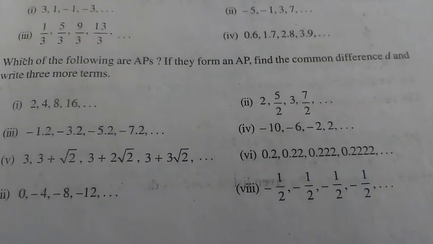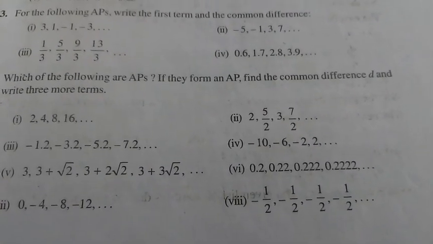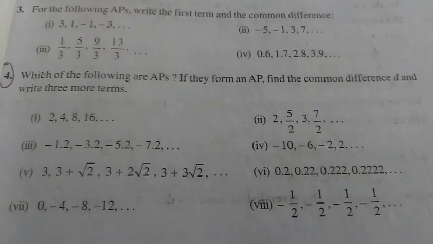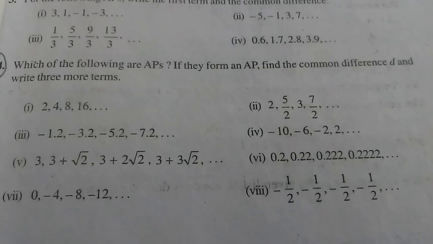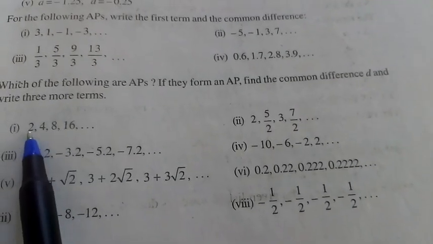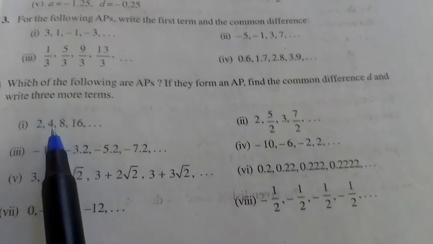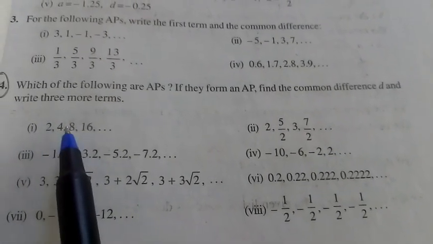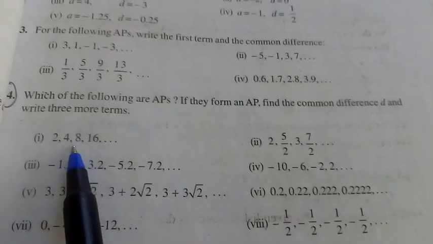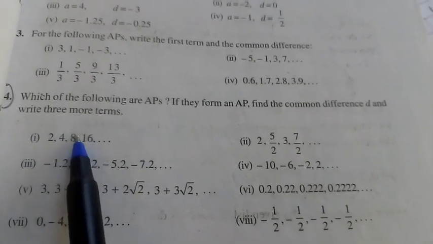Question number 4. Which of the following are APs? If they form an AP, find the common difference D and write 3 more terms. First you find the difference. 2, 4, 8, 16. The D here is 2, T3 minus T2 is 4. Here the difference is not the same, therefore this is not an AP.